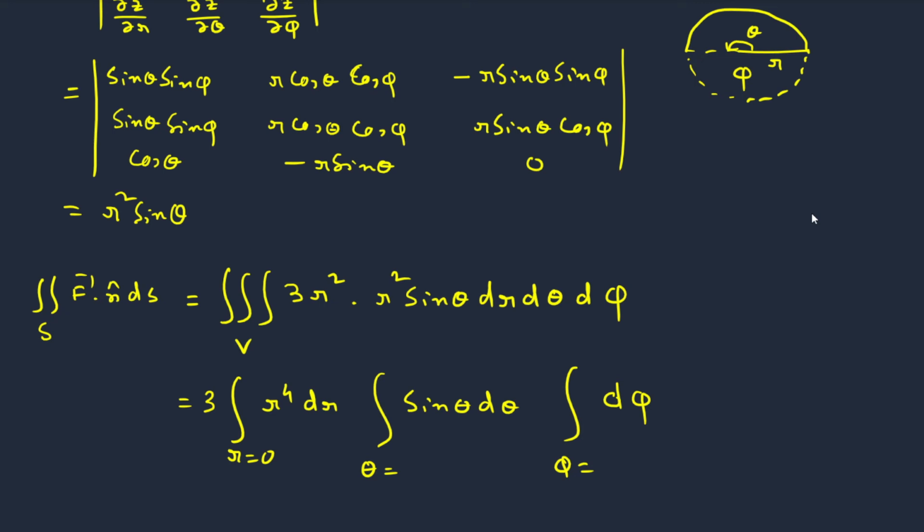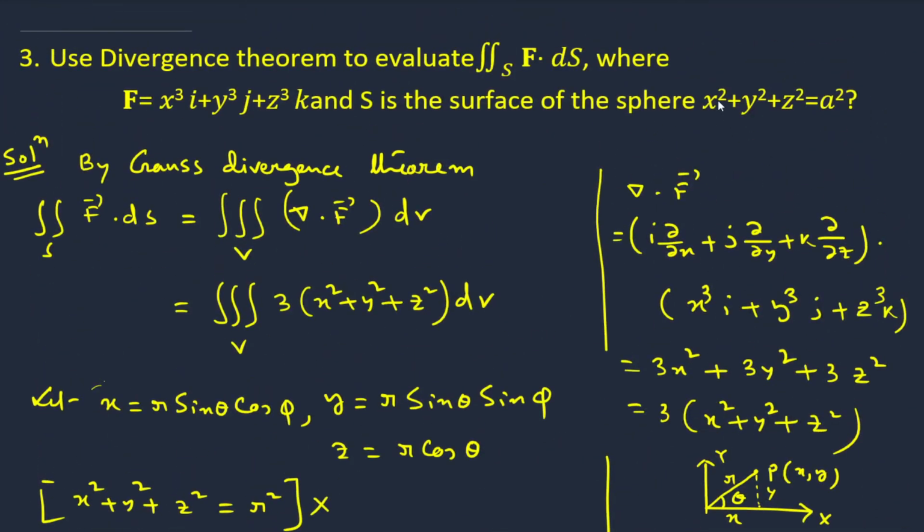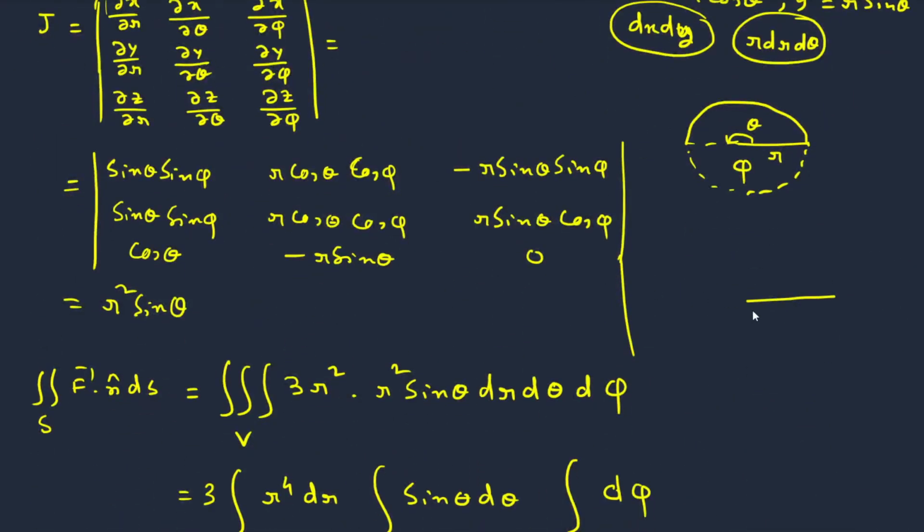Now the limit comes. How to find the limit? You see, what is the radius? What is the surface radius? It is a. x square plus y square plus z square equals what? a square. So it is given. So r is from 0 to a. The value of r is from 0 to a.